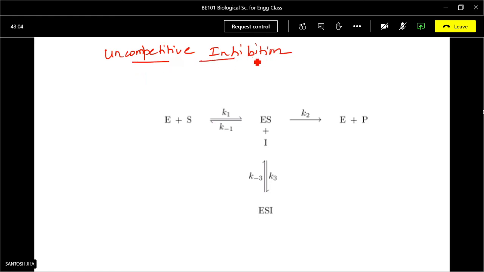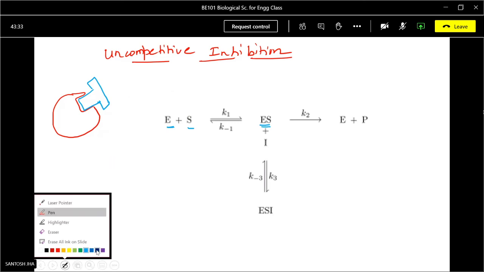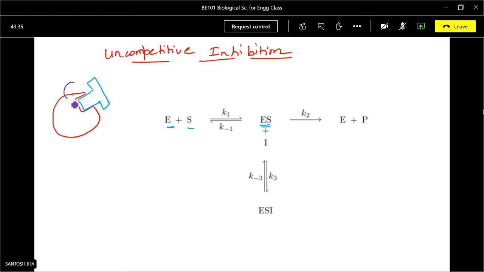Next type is the uncompetitive inhibition. So in uncompetitive inhibition, suppose this is the enzyme, and the substrate binds with the enzyme. It forms the enzyme substrate complex. Then some inhibitor may also bind with this enzyme substrate complex. This is the substrate, this is the enzyme, and it forms the dead end complex.